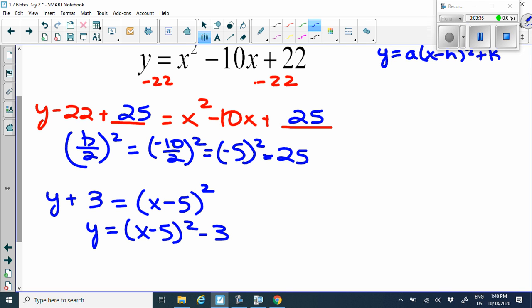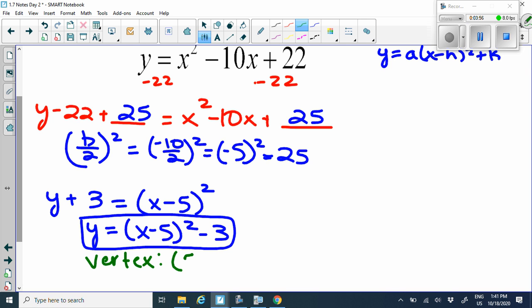Now from here, we need to figure out what our vertex is. So I found my equation, now I figure out my vertex. Remember, the vertex is your h and k. h is inside the parentheses, and it's the opposite of what we see. k is outside and is exactly as we see it. So basically our vertex here is going to be 5, negative 3. And that's my answer for the vertex.